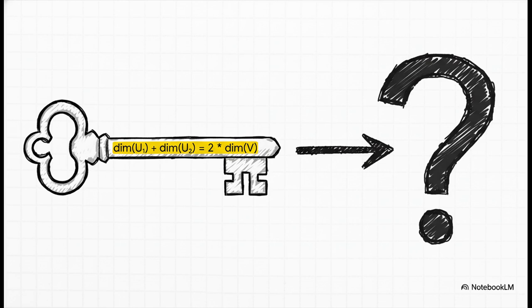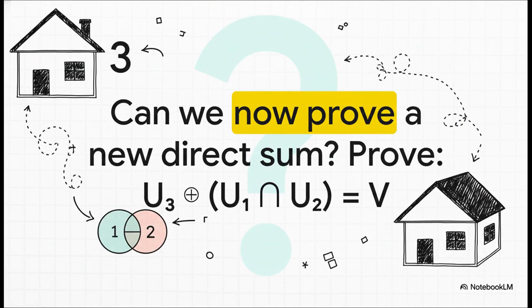This equation we came up with. It's not a guess, it's not a theory, we have proven it. It's now a rock-solid piece of evidence, and we're going to use this very result to solve the second part of our mystery. All right, so here's the second puzzle.